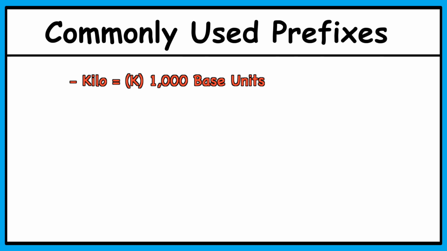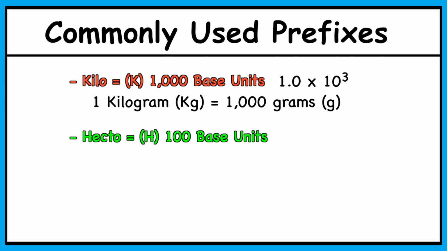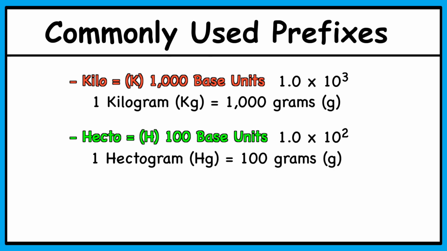Kilo, abbreviated with a lowercase k, equals 1,000 base units. Or if we want to put that in scientific notation, 1.0 times 10 to the third base units. So a kilogram is 1,000 grams. Hecto is abbreviated with a lowercase h, and this is the next largest prefix, meaning 100 base units. In scientific notation, it would be 10 raised to the second power, or 1.0 times 10 to the second power of base units. So 1 hectogram is 100 grams.